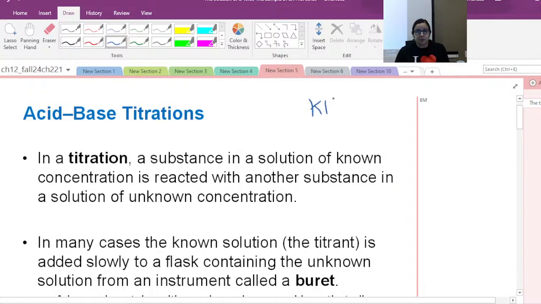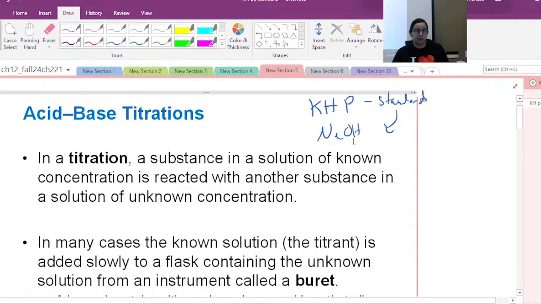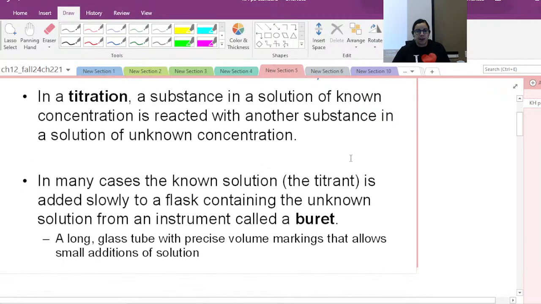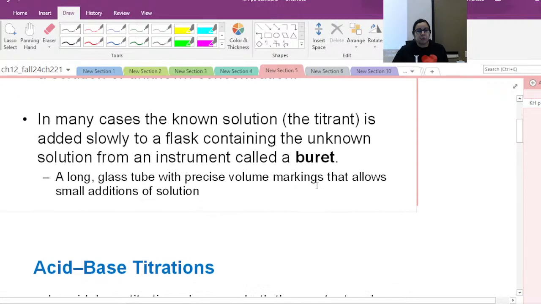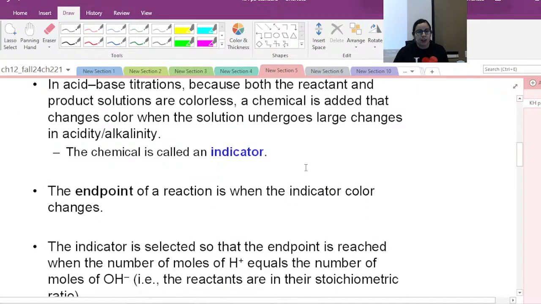What you'll do is, it's called KHP, but this is a standard, and then you'll use it to figure out the molarity of NaOH, and then you'll use that sodium hydroxide solution to figure out another solution. All that really being said is it's just a bunch of stoichiometry equations. This is just showing you how we do it.